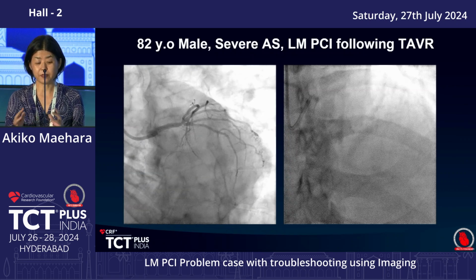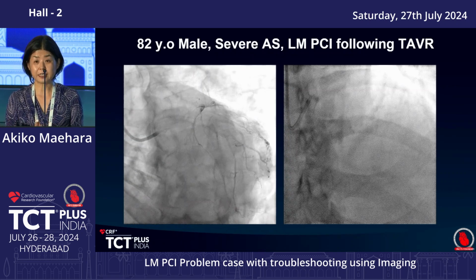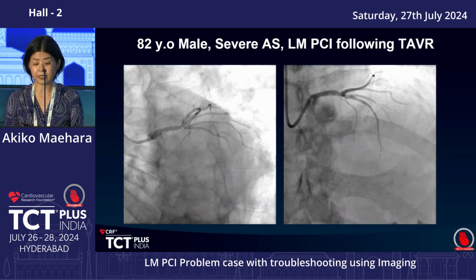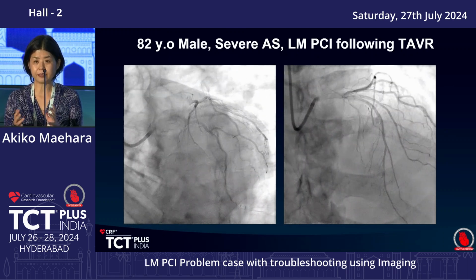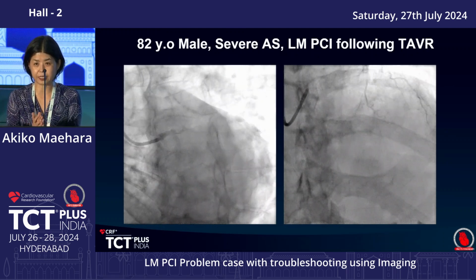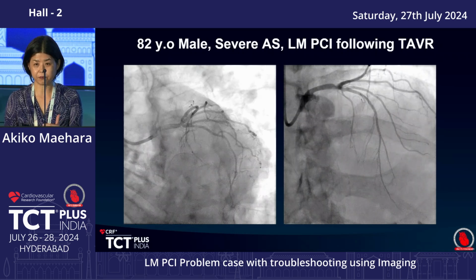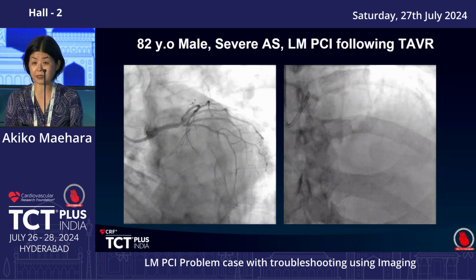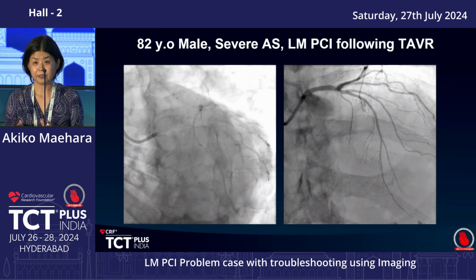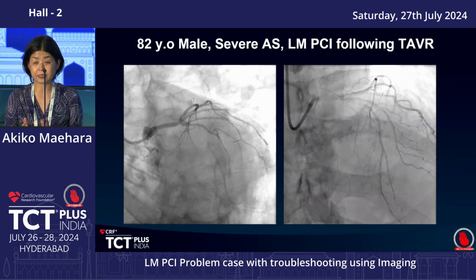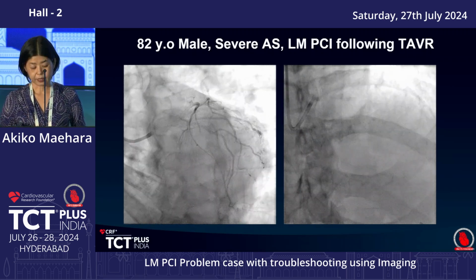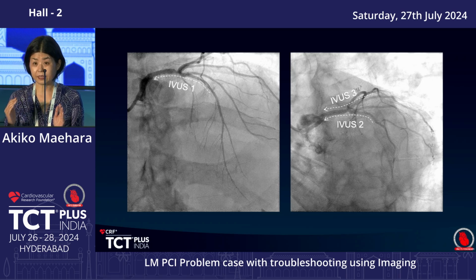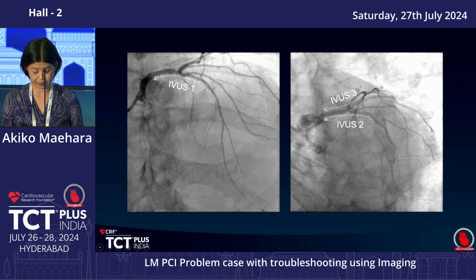So the next one is more likely a critical case. This patient is 82 with severe AS. And finally, with discussion, we decided on PCI and TAVR. And this is before TAVR, the left main PCI. But when we look at this distal left main, it's very unclear where the disease distribution is. And we did IVUS in three rounds related to the left main and circumflex, left main as well as LAD.